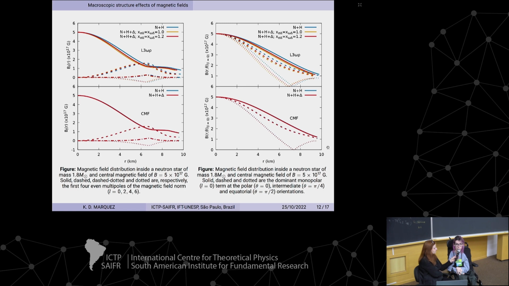So we don't have an approach that gives you both things, but we can conclude that the magnetic field effects in the microscopic composition of the neutron stars are not as relevant in the macroscopic astrophysical observations as the distortion caused by the magnetic field in the shape of the stars and this kind of stuff. Next slide.